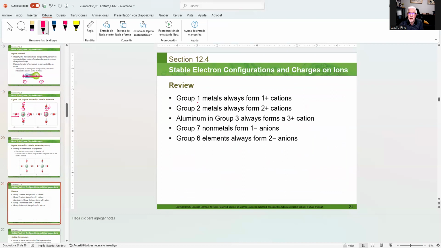Remember, group one are always metals and they make cations of positive one. Group two are also metals and they make cations of positive two. Aluminum always forms the 3 plus cation. Group 7 nonmetals always form anions of -1. And the group 6 elements always form -2 anions.